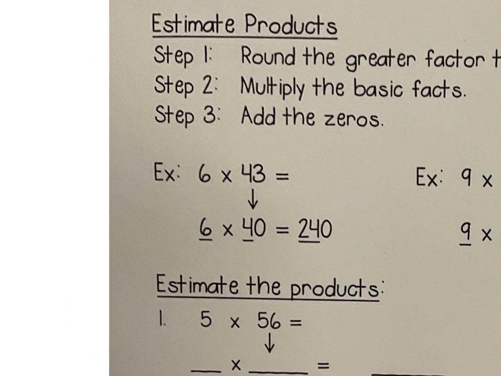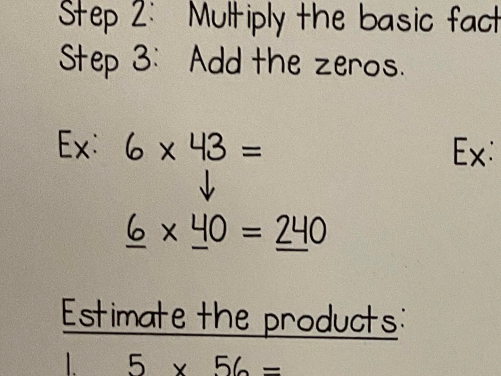So let's look at this example right here. I have 6 times 43. I'm going to take 43 and I'm going to round it to the tens place because that is the biggest place. 43 rounds down to 40, right? Remember, we look at the digit to the right. The 3 is 4 or less. So that makes the 4 stay the same, right? We don't add anything to it. It rounds to 40. We multiply it by 6. You take your basic fact, 6 times 4 is 24, and then you add 1 zero.